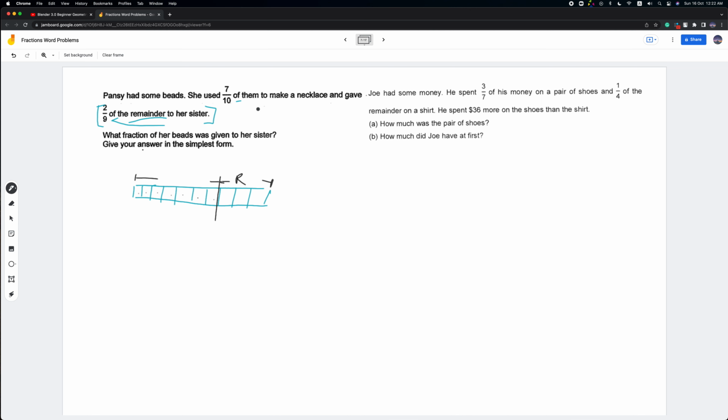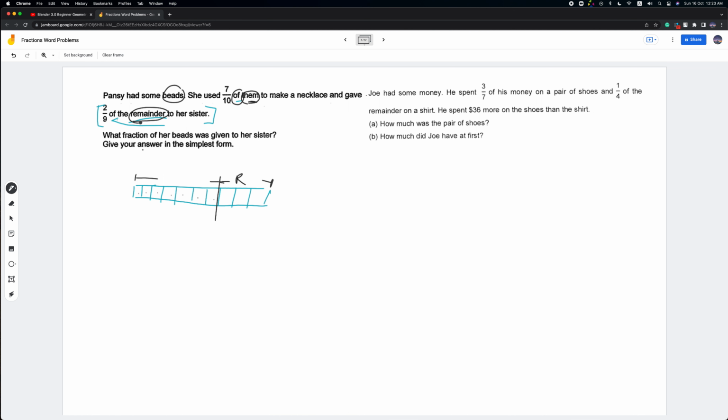So remember, after the word of, I think I mentioned this in the first part, is the unit. 7/10 of them. Them means the total beads. But the unit for the next one is of the remainder. So there are two different units. What a lot of students would do is simply add. Since it's a calculator question in paper 2, they will just simply add.